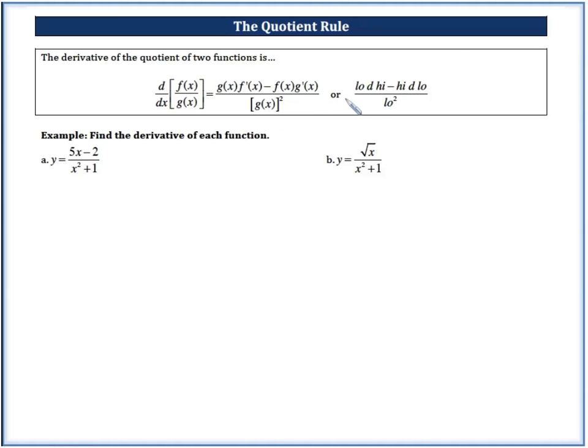Or, as Mrs. Dewar likes to say, low-d high minus high-d low over low squared. So what does this mean? Low, well that's our low function, g of x. D high means the derivative of the high function, so derivative of f. Minus high d low, so the high function, times d low, the derivative of the low function, all over low squared. Now, in this case, does it matter whether you start with low or high first? Well, because we have a subtraction sign, it does matter. So you have to know that it's low first. Low d high minus high d low over low squared.